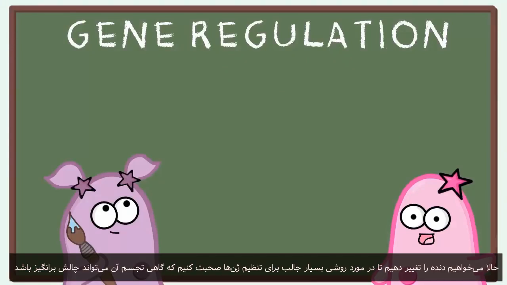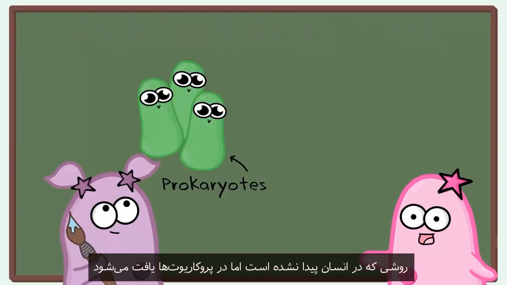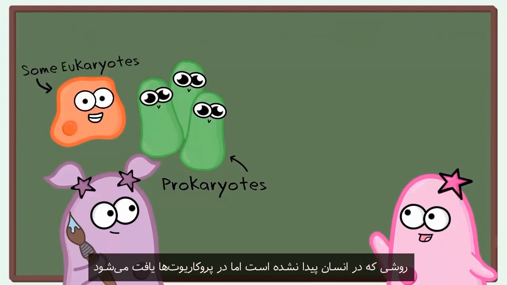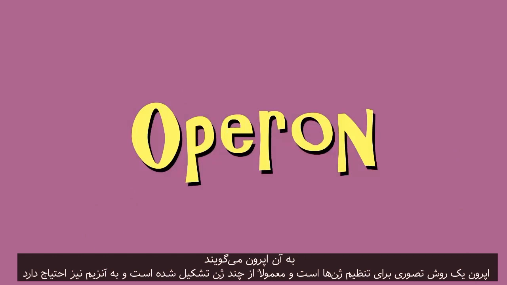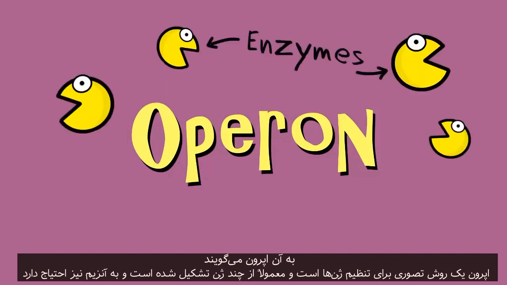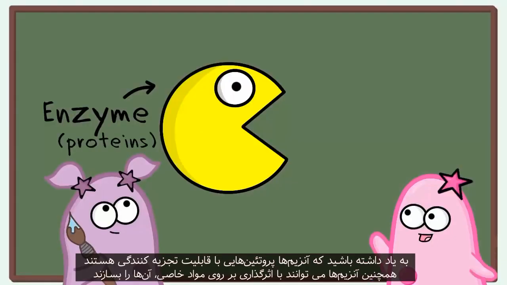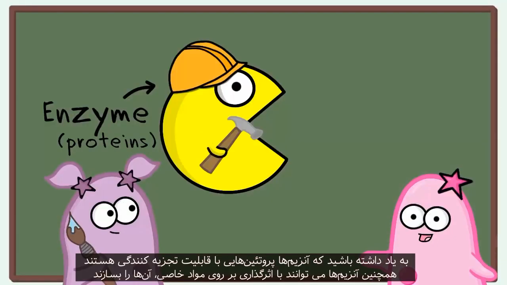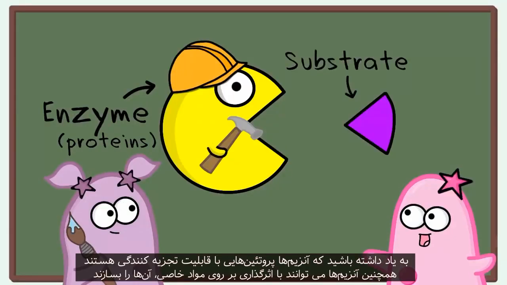But we want to shift gears now to talk about a very interesting way of regulating genes that can sometimes be a little challenging to visualize. This particular method is really found in prokaryotes, with a few eukaryote exceptions. It's called an operon. An operon is a fancy way of regulating genes, and it's usually made up of a few genes that can involve enzymes. Remember that enzymes are proteins with the ability to break down or build up the substances that they act on.